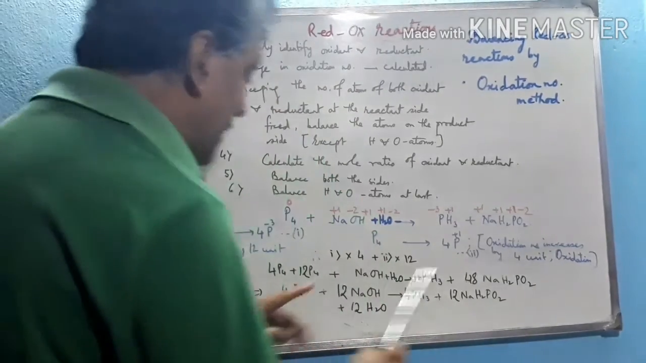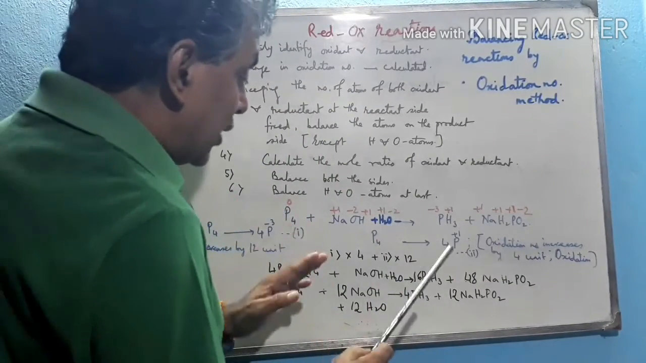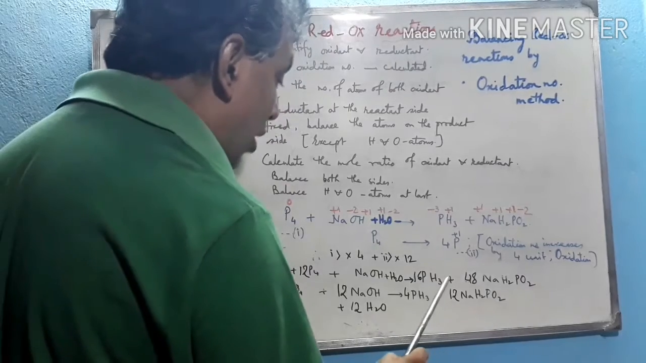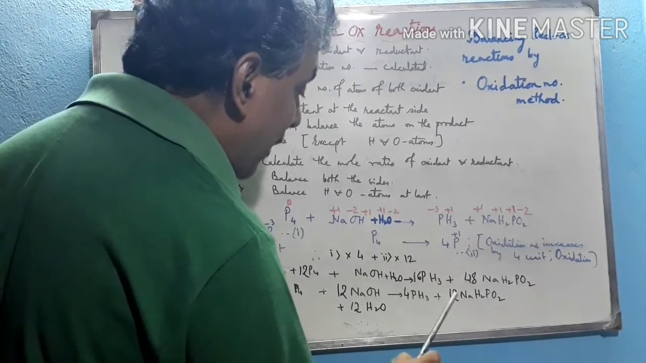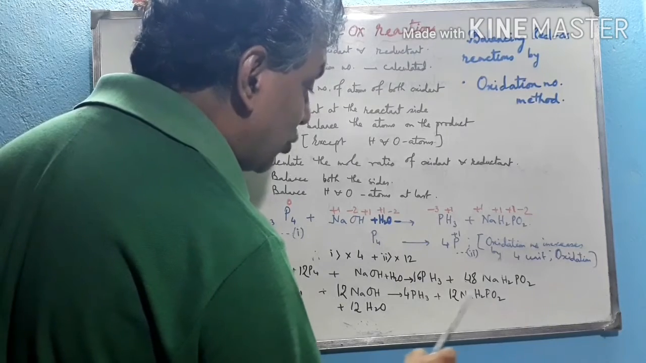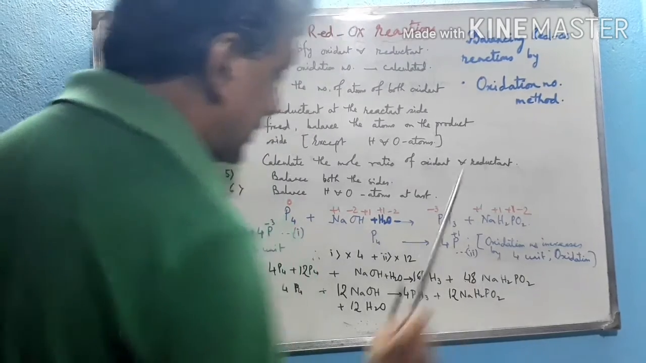Now we have to balance both the sides, the oxygen atom as well as the hydrogen atom. So how many hydrogen atoms are at the right hand side? See this, 12 plus 24. That means total 36 hydrogen atoms at the right hand side.